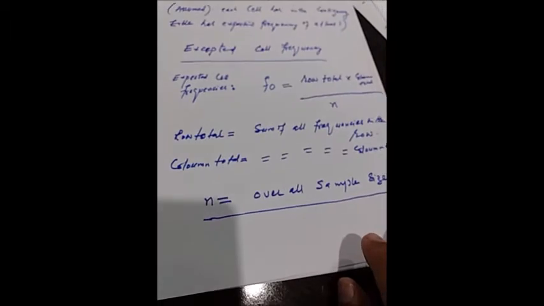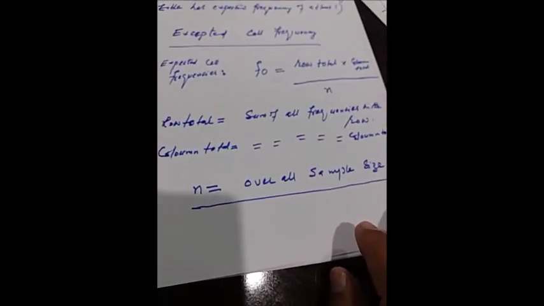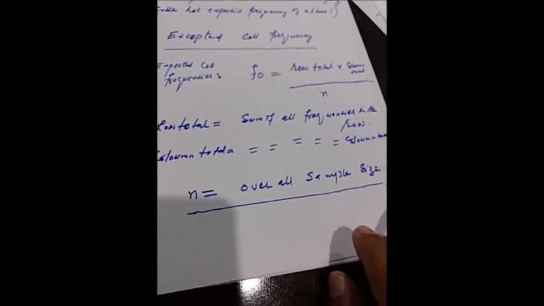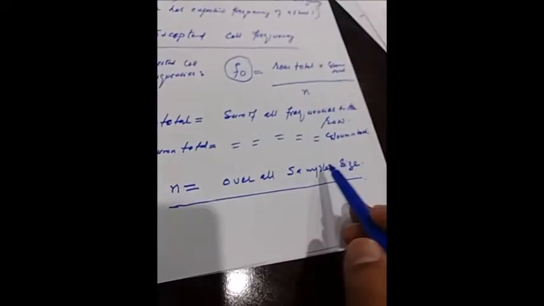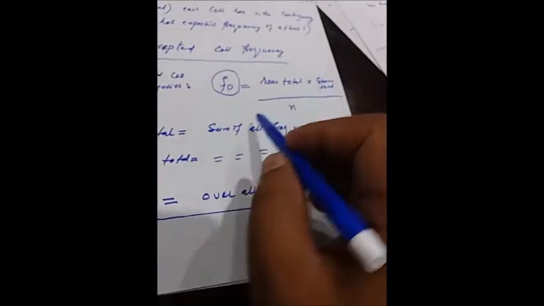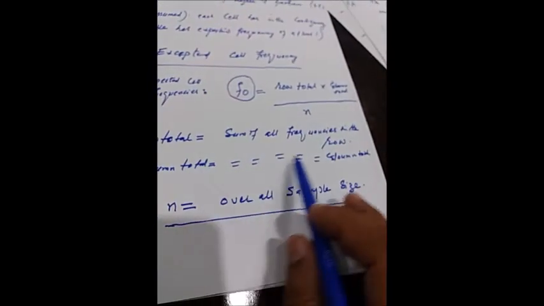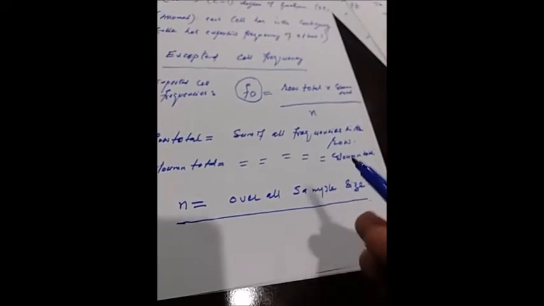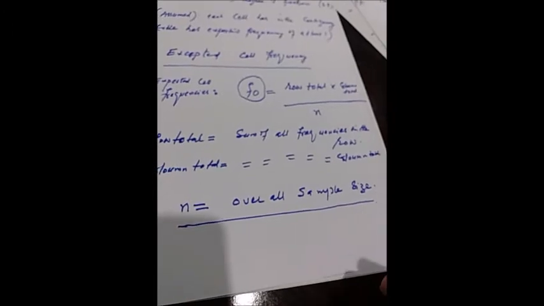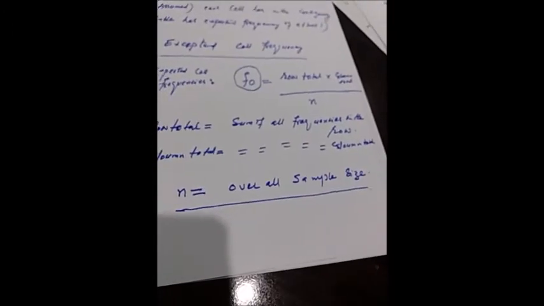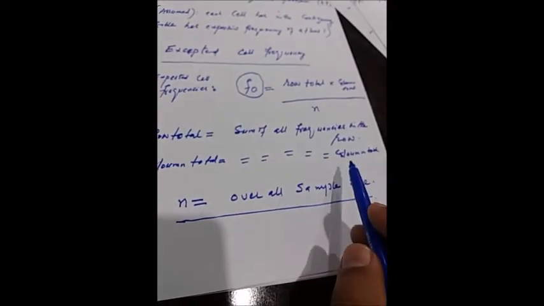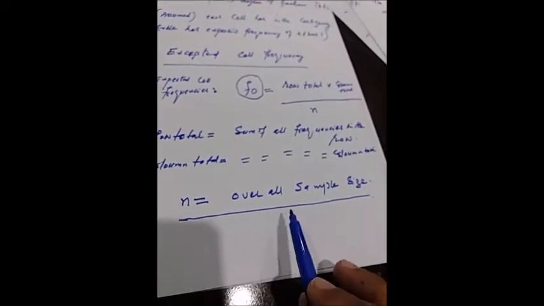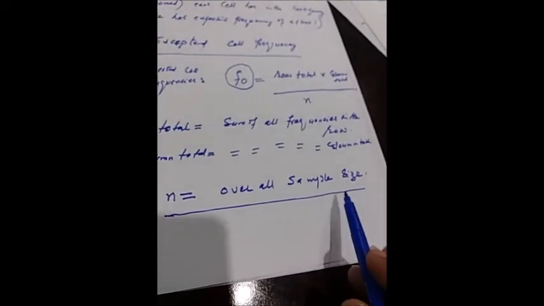So this is the expected frequency formula: row total multiply column total divided by n, whereas the row total is the sum of all frequencies in the row. How many frequencies are available in the row, and how many are available in the column. So the sum of all the frequencies will be observed, and n is equal to the overall sample size.